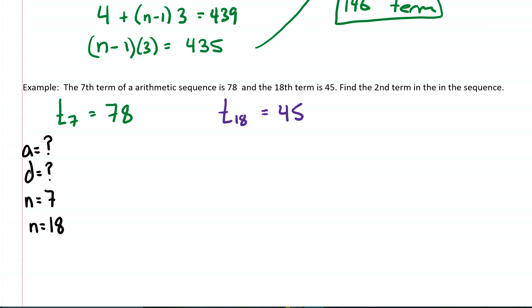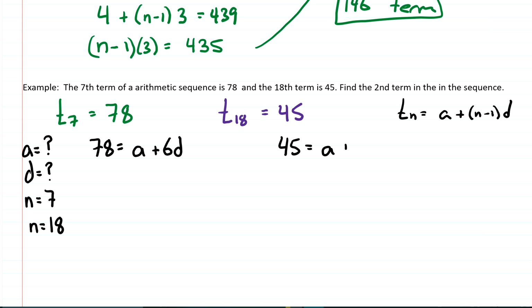So if I use the formula that we've been working with, Tn equals A plus n minus 1 times d, then I guess I could say for 78, that would be equal to the A value plus n minus 1, so 7 minus 1 is 6, multiplied by the d value. And for 45, we could similarly say that that would be equal to the first term A, plus n minus 1, so 18 minus 1 is 17, multiplied by the d value.